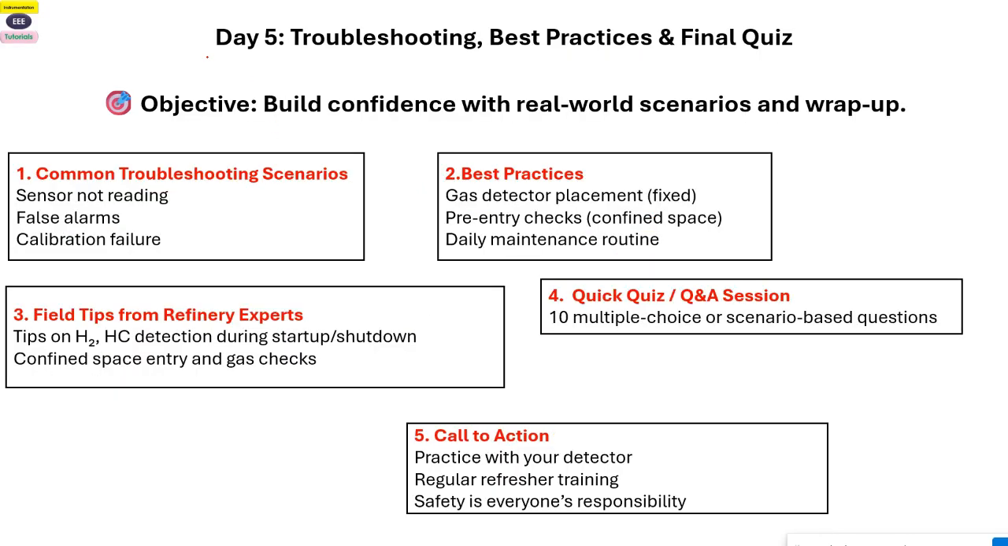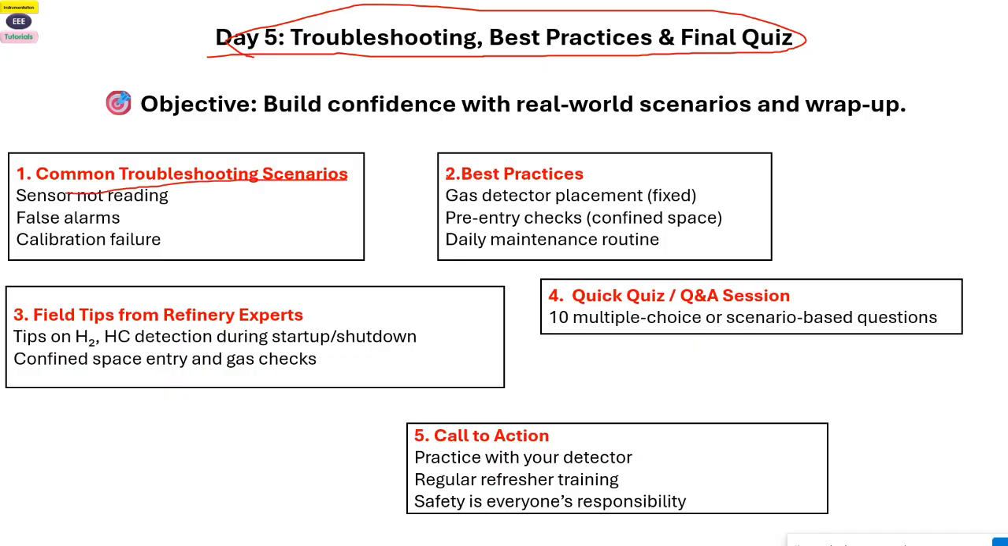This is the final, day 5: troubleshooting, best practices and final questions. We will also have some questions on what we have covered from day 1 to day 5. First we will talk about some common troubleshooting scenarios. The second one, we will also talk about some best practices, like gas detector placement, pre-entry checks, and daily maintenance routines. There are so many best practices we will cover here.